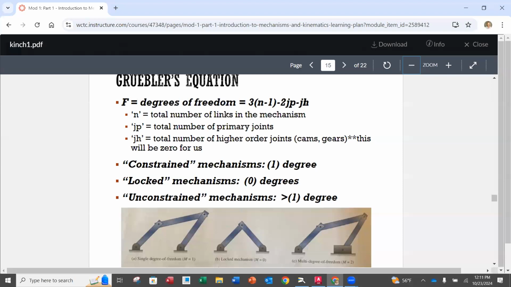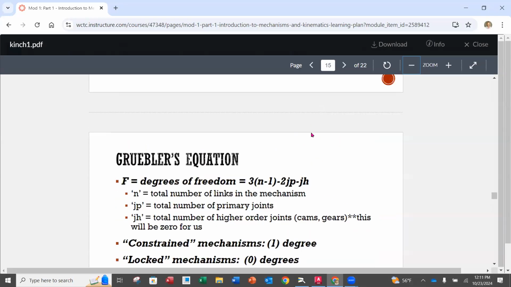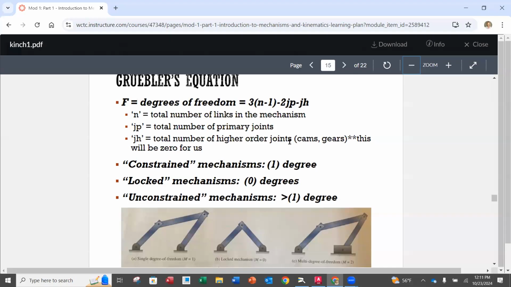So we can really take this equation and just truncate off that JH because we simply don't need it. And our equation can then simplify, if you would, to 3 times n minus 1 minus 2 times JP, okay? Now, our number of degrees of freedom, as I told you earlier, is how many inputs are required in order to get our mechanism to accomplish the task that it's meant to do.